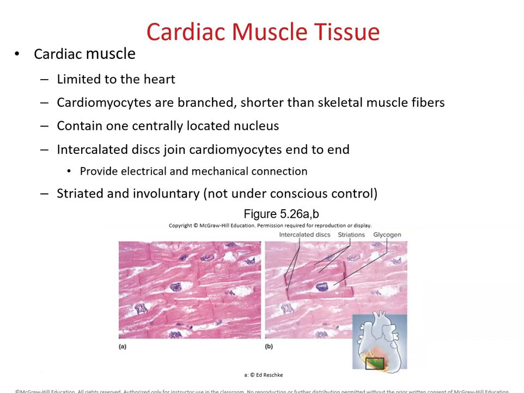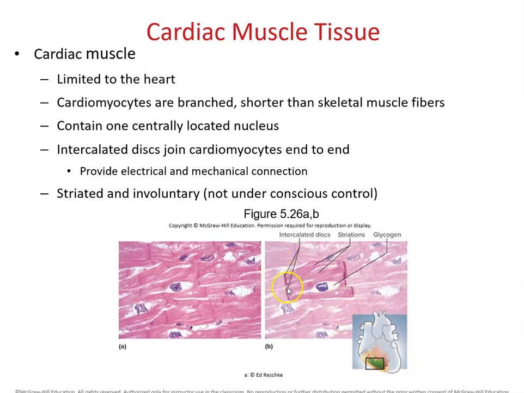In contrast, we have cardiac muscles. Cardiac muscles are only found in the heart. Unlike skeletal muscles, cardiac muscles are branched. They're also shorter in length, the fibers are shorter in length than skeletal muscle fibers. Generally, cardiac muscles only have one nucleus, and we have something called intercalated discs that join the cardiac muscle fibers.